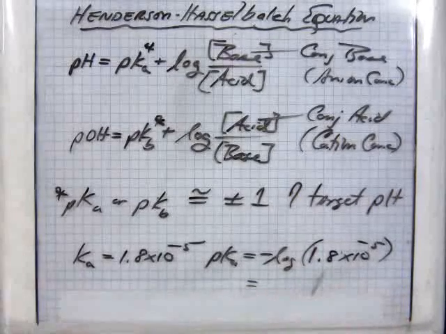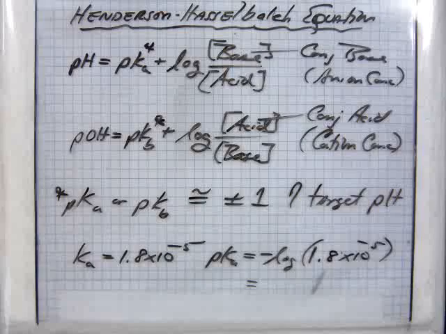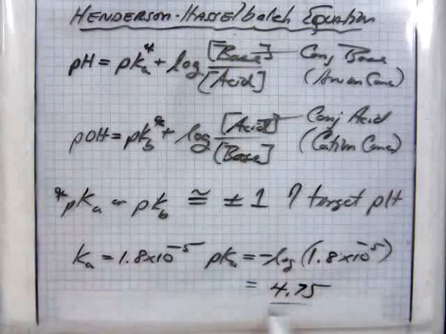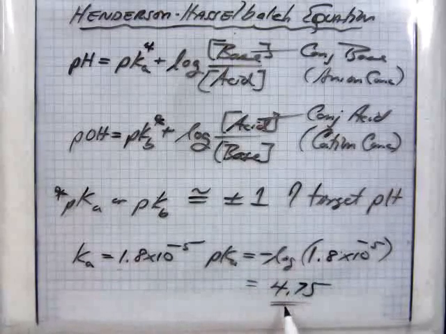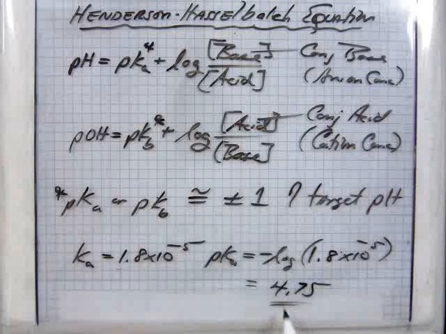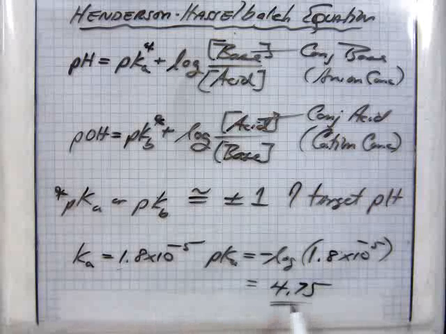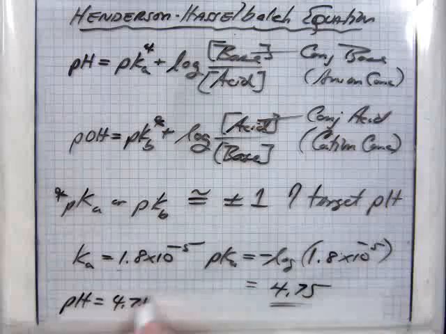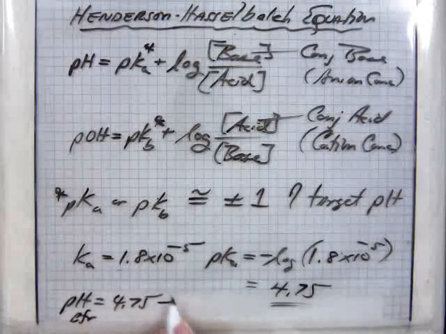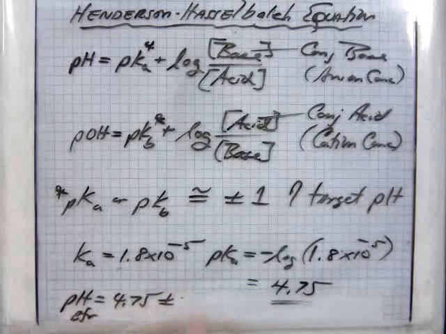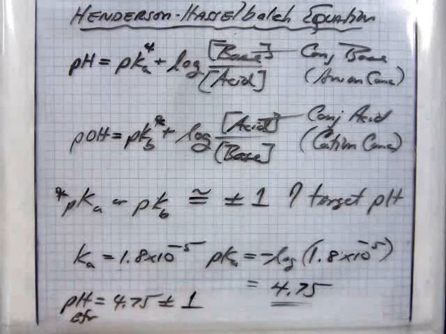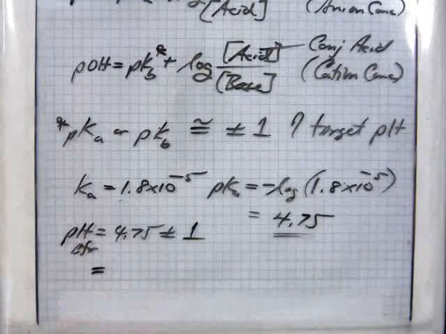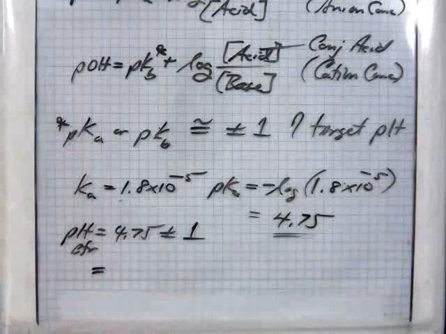And I believe that 4.75. So what this tells you is that your buffer solution's pH should be within plus or minus 1 of this. So your pH is equal to 4.75 of your buffer plus or minus 1. Whatever you prepare should be within plus or minus 1 of this pKa.